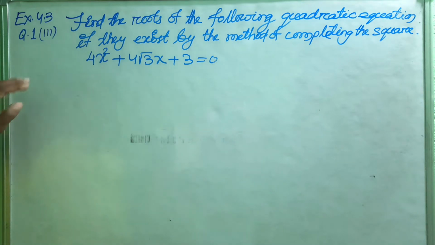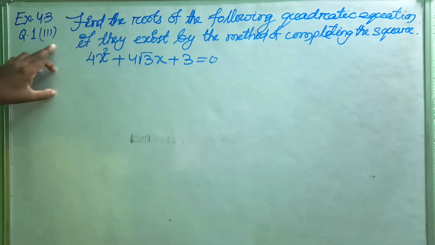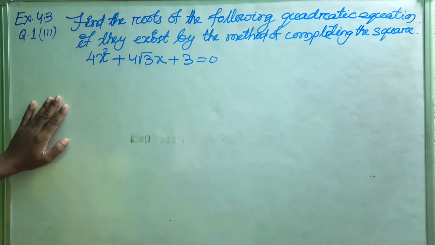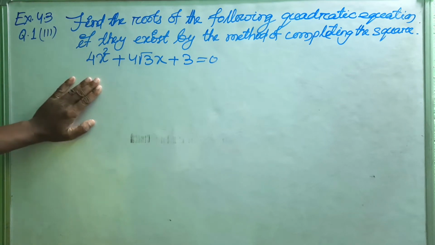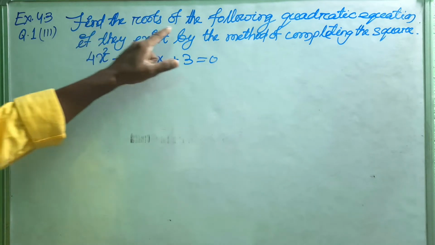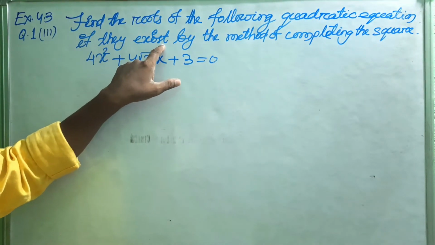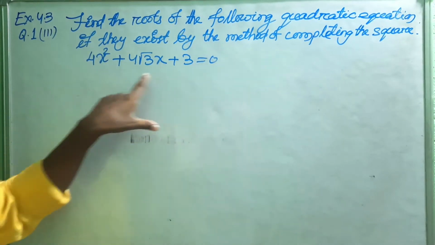Today we are going to solve question number 1, part 3 of exercise 4.3 of CBSE class 10 math. Now what is the question given here? Find the roots of the following quadratic equation, if they exist, by the method of completing the square.